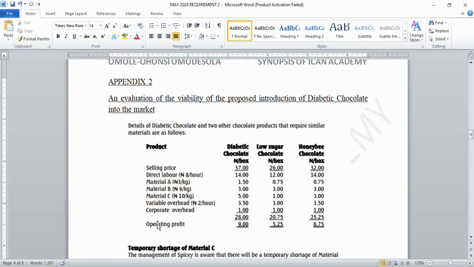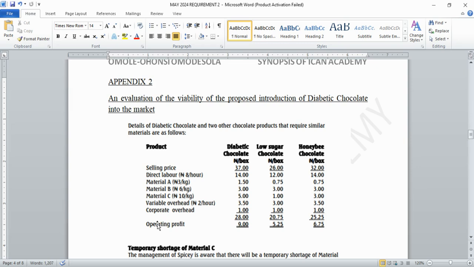All right, so here now we're given operating profits. We could have just used our profits straight up, but we cannot use our profit straight up. Why? Because profit is not a viable or a reliable measure for making decisions or analysis. Why? Because profit includes every cost, including fixed costs, general overhead, corporate overhead, and the likes. That's why we use contribution.